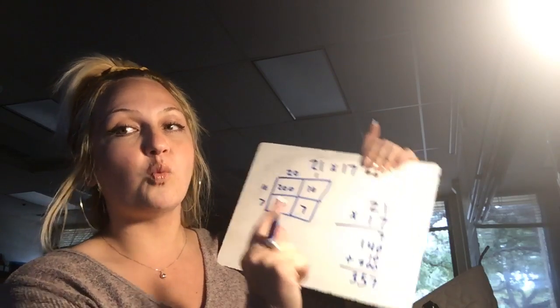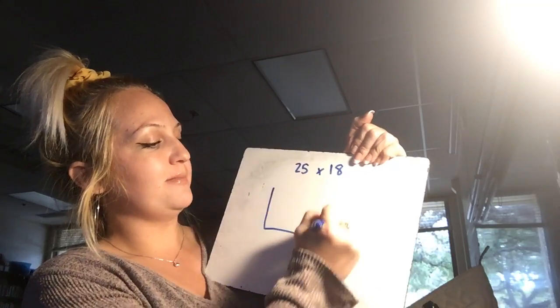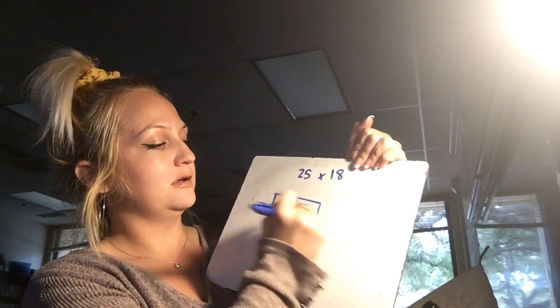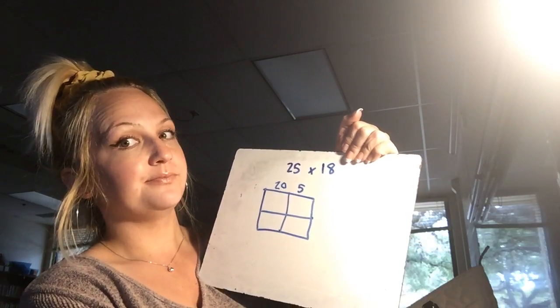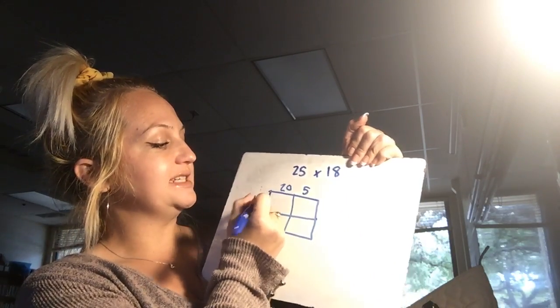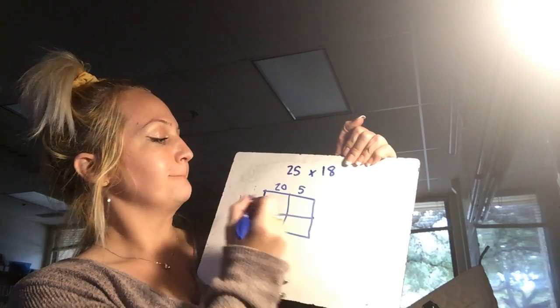Okay, so let's try one more. We'll do an area model first, and then we will do it in expanded form. So let's do 25 times 18. 25 times 18. I'm going to do my box. 25 breaks apart into 20 and 5. 18 breaks apart into 10 and 8. And you need to solve for each quadrant.